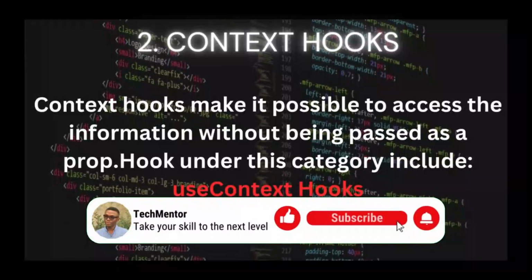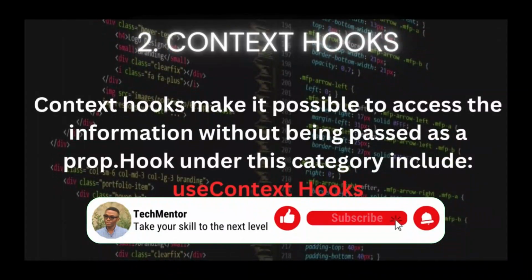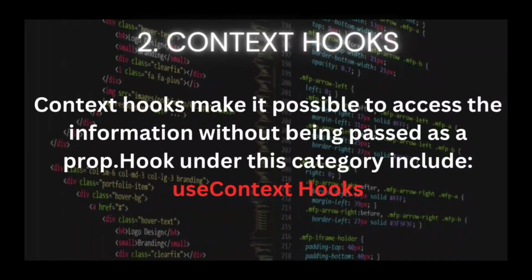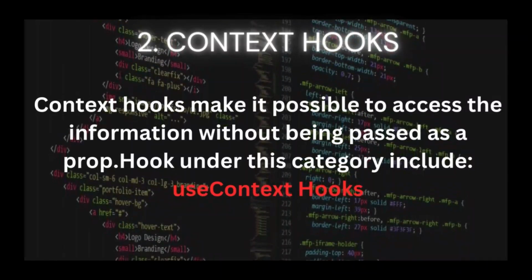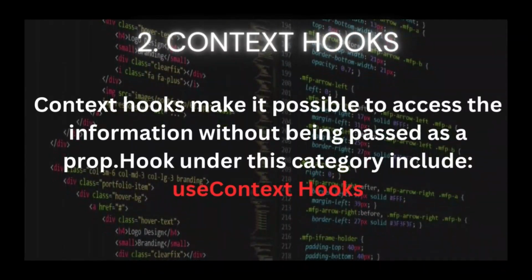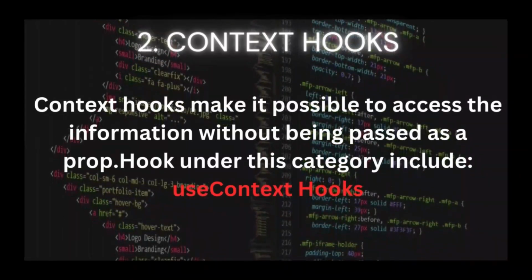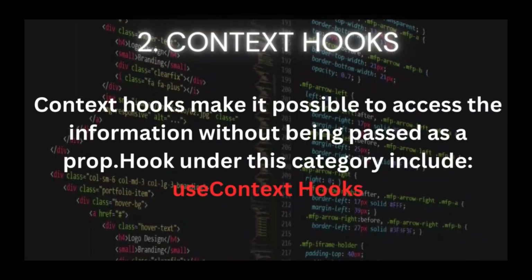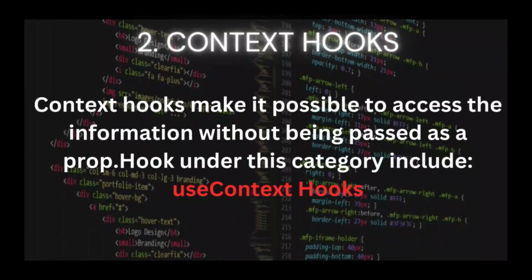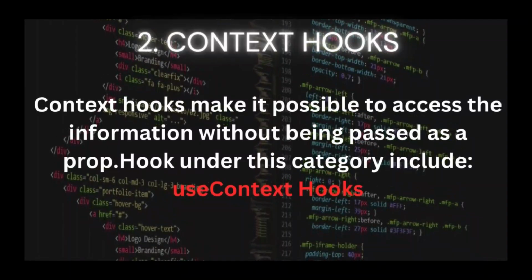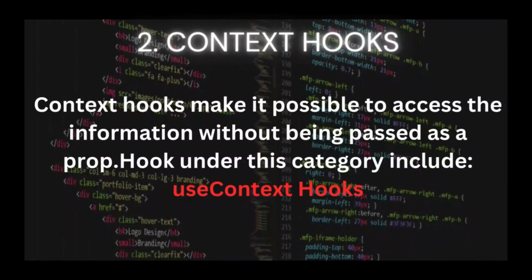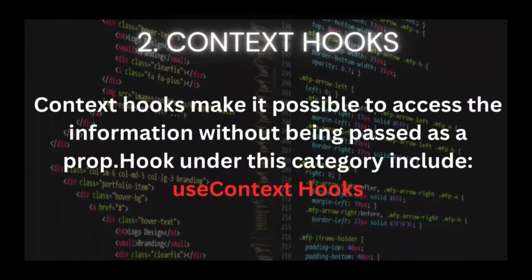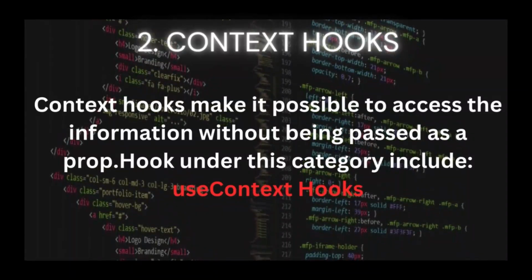We also have the React context hooks. Context hooks make it possible to access information without it being passed as a prop, right? Formerly, with props, when you have two components and want to pass information from one to another, you pass it through the props, and then the child component receives the props. What the context hook does is make it possible to access information without necessarily passing it as a prop. So information in component A can be accessed in component B without using props. One hook that falls under this category is called the useContext hook.